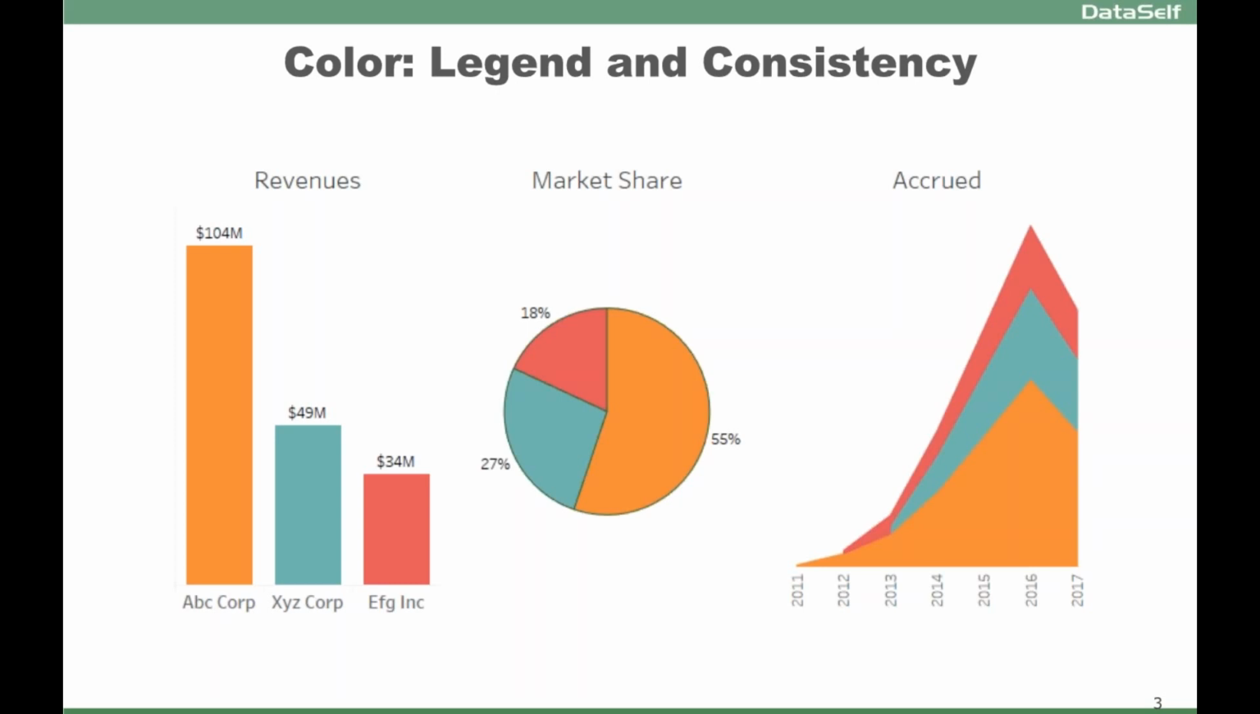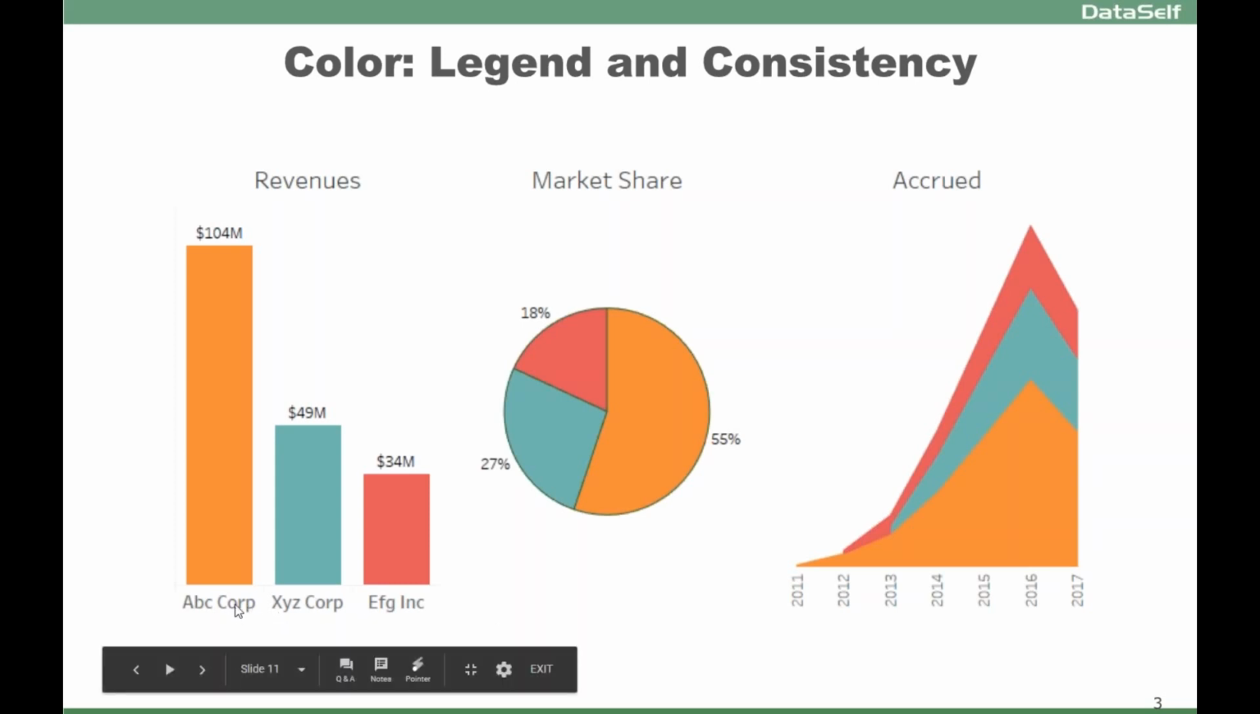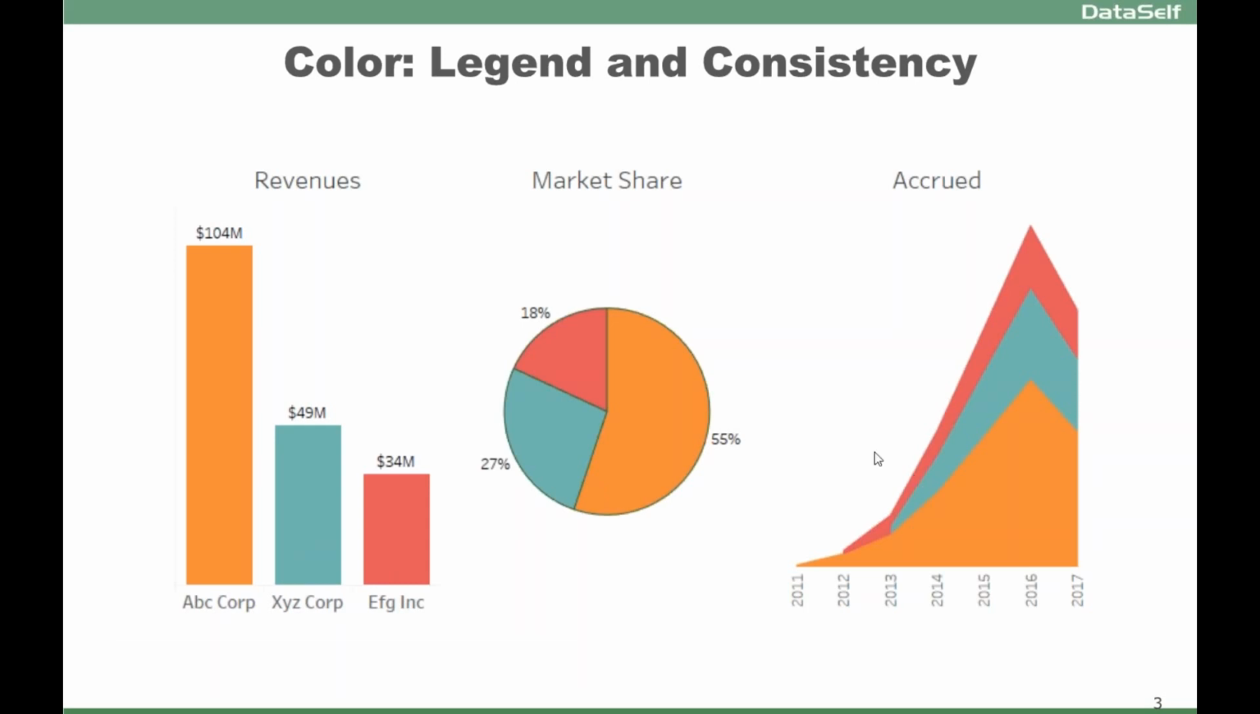Color as a legend and to be consistent across different charts. This is an example where one of the charts tells the color legend. So this is a multi-company framework, and orange is for ABC Corp. This kind of bluish is XYZ, and this is EFG. And once you see this, you can tell for every other chart what the color legend is.